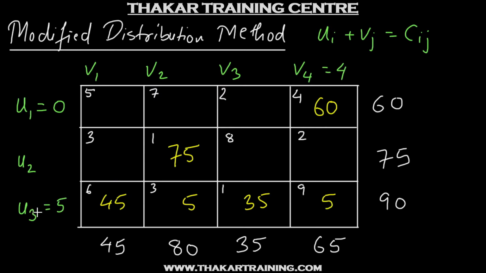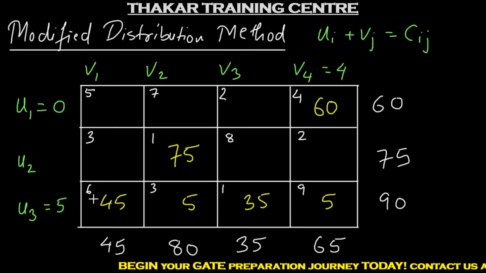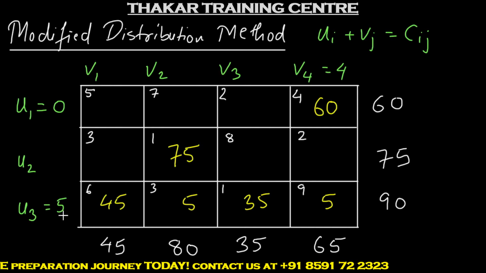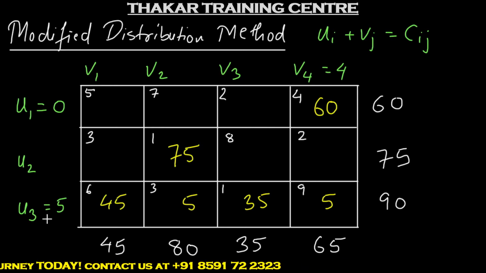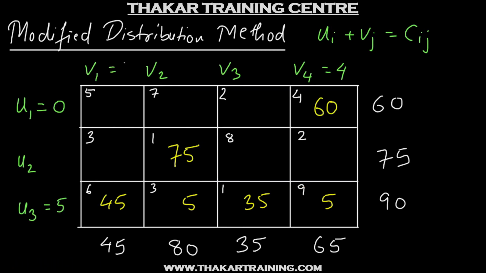Now once you have got the value of u3, we can find v1, in fact also v2 and v3. So let's do them one by one. So we have u3 equal to 5. This cell has an allocation with an associated cost of 6. So this is u3, this is C31. So from u3 and C31, we will be able to find out what is v1. So u3 and v1 should add up to 6, of which u3 is already 5. So this should be equal to 1.